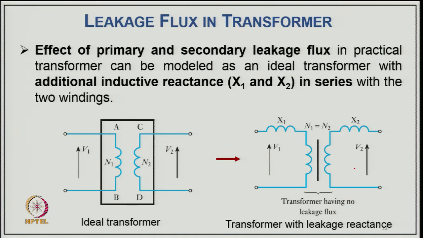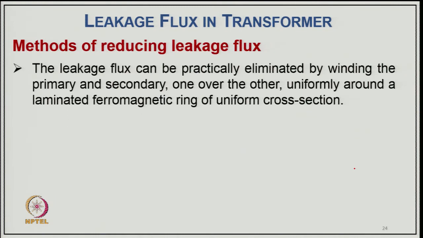Now, the effect of primary and secondary leakage fluxes in a practical transformer can be modeled as an ideal transformer with additional inductive reactances X1 and X2 in series with the two windings. So, you have an ideal transformer with a primary and secondary, and a practical transformer with leakage reactances. X1 is the leakage reactance of the primary and X2 is that of the secondary. So, these series reactances are considered in the transformer along with the ideal transformer. Then we have, of course, how we can reduce this leakage flux. In many situations we have to reduce the leakage reactance as well as the leakage flux.